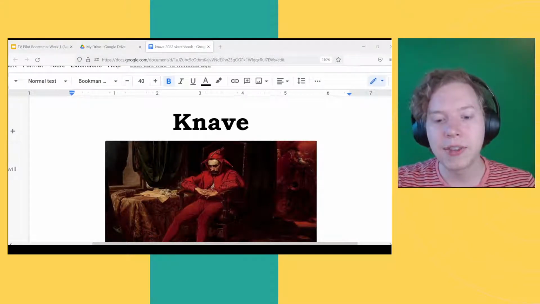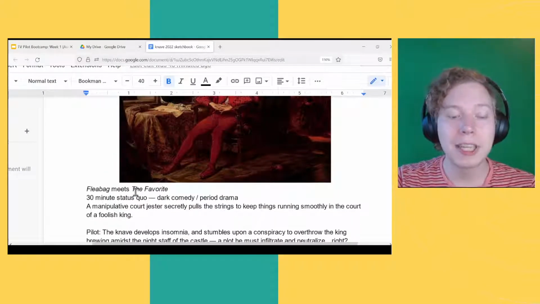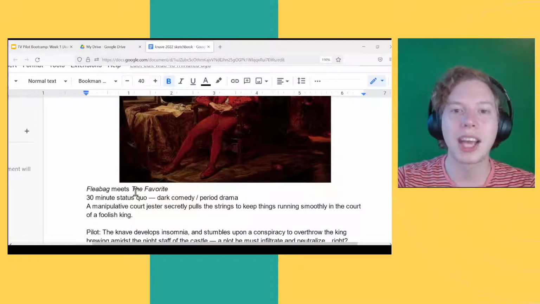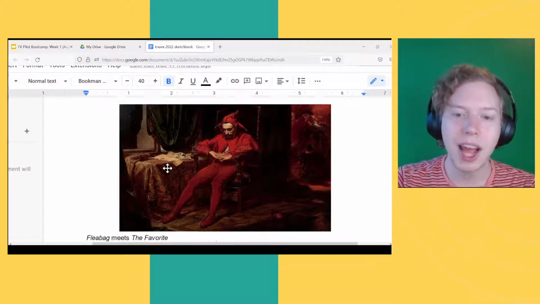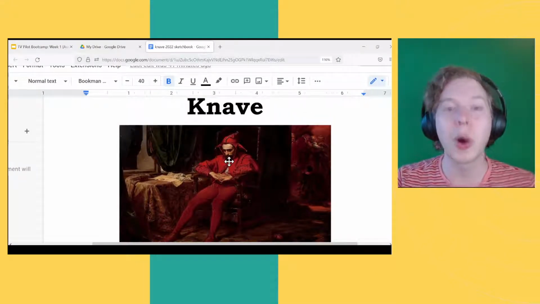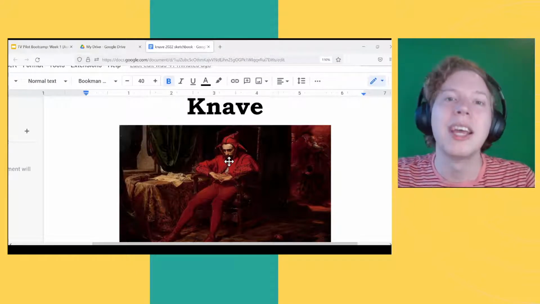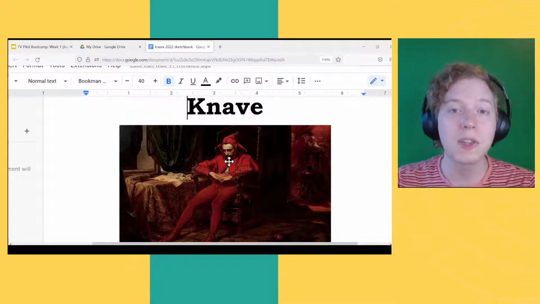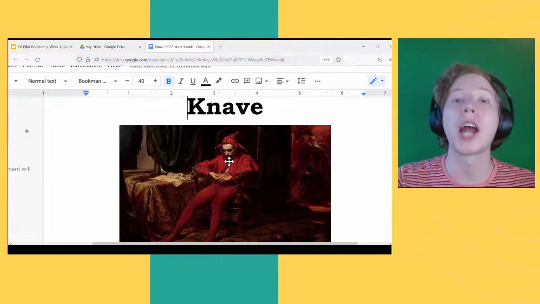And Knave is a dark comedy set in a medieval castle. I describe it as Fleabag meets The Favorite. So this is going to be a very snarky, sarcastic, fourth wall breaking dark comedy set in medieval times that follows a court jester, because I've always wanted to see a TV show that focused on the actual day-to-day interesting things that court jesters got up to and the ways that they were able to move behind the scenes and manipulate what's going on in the kingdom, behind the curtain and in the shadows of the court.